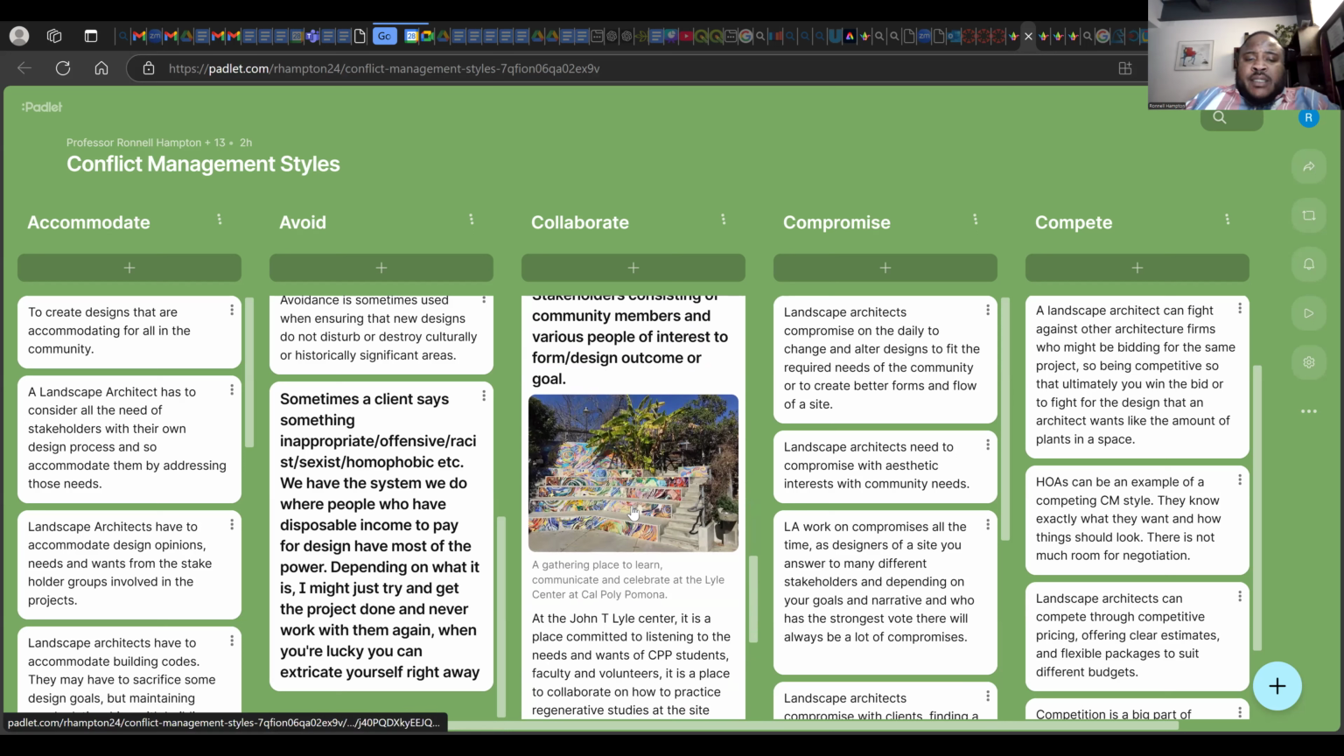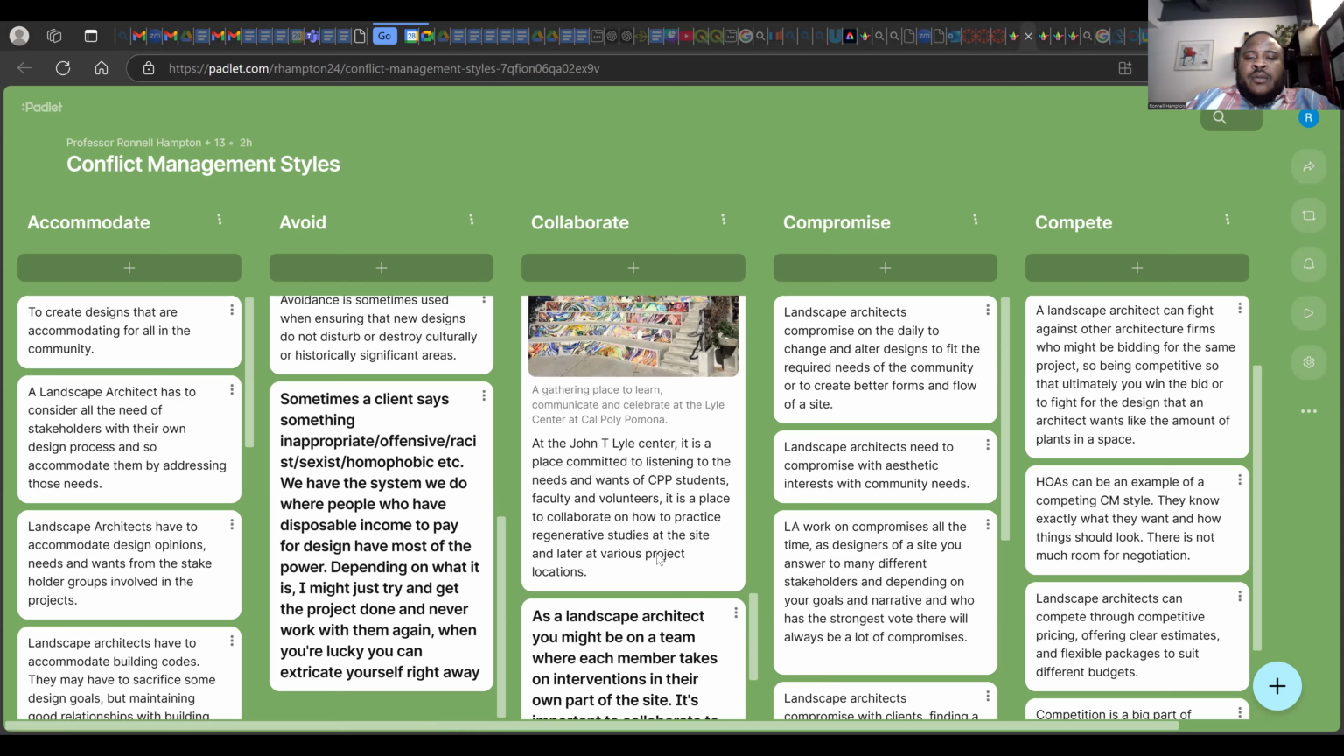This here looks like an example of a gathering place to learn, communicate, and celebrate at the Lyle Center at Cal Poly Pomona. So it's on campus. Raise your hand if you've been to this location on campus, or a thumbs up. Okay, some folks have seen this place. I have to check this out soon.